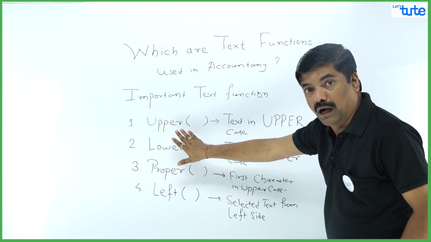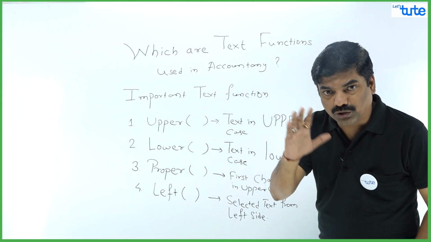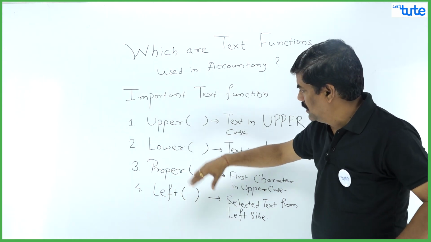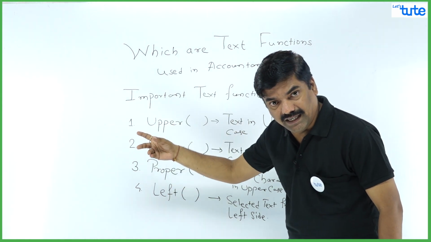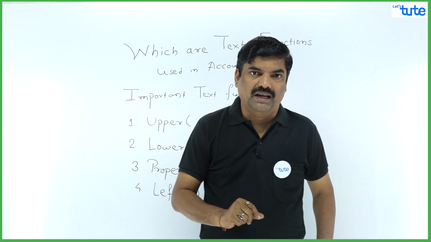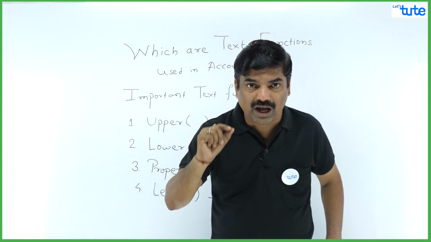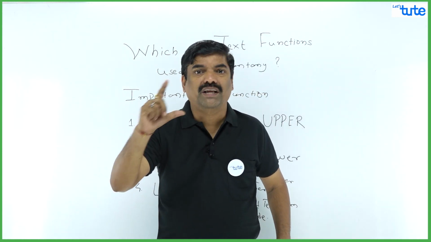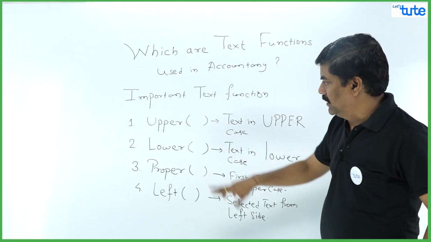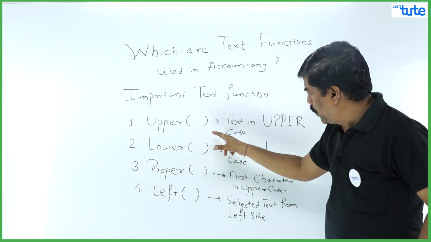First command is upper. If you want any text in uppercase, with all characters in uppercase, just apply this command: upper, bracket open, select the cell, close the bracket, and you will get your answer in uppercase. Whenever the HR department is maintaining records of employees, they set the standard that the employee name should be in uppercase. That time this command is useful.